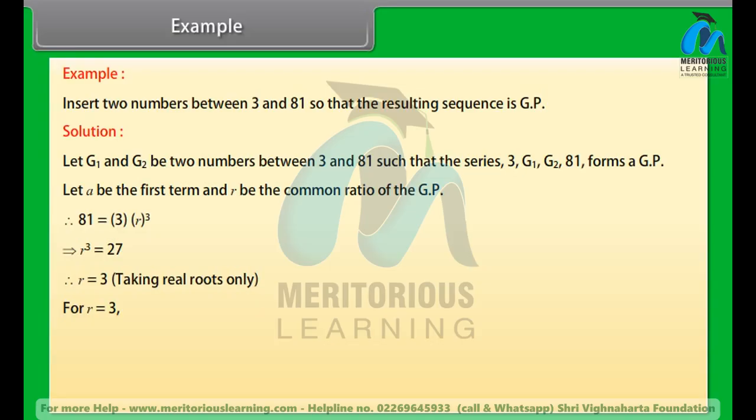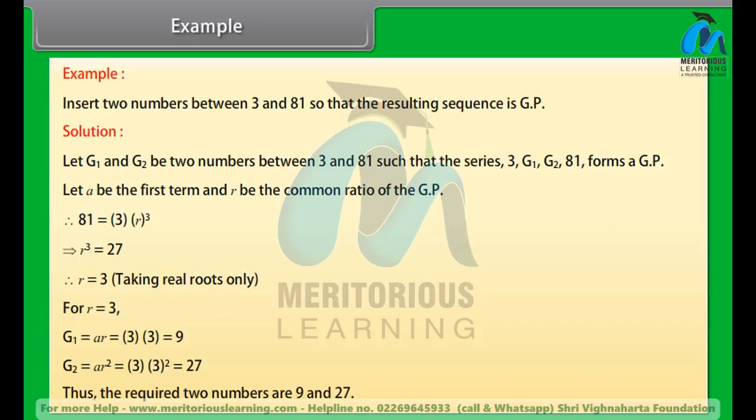For r is equal to 3, G1 is equal to a into r is equal to 3 into 3, which is equal to 9. G2 is equal to a into r square is equal to 3 into 3 square is equal to 27. Thus, the required two numbers are 9 and 27.